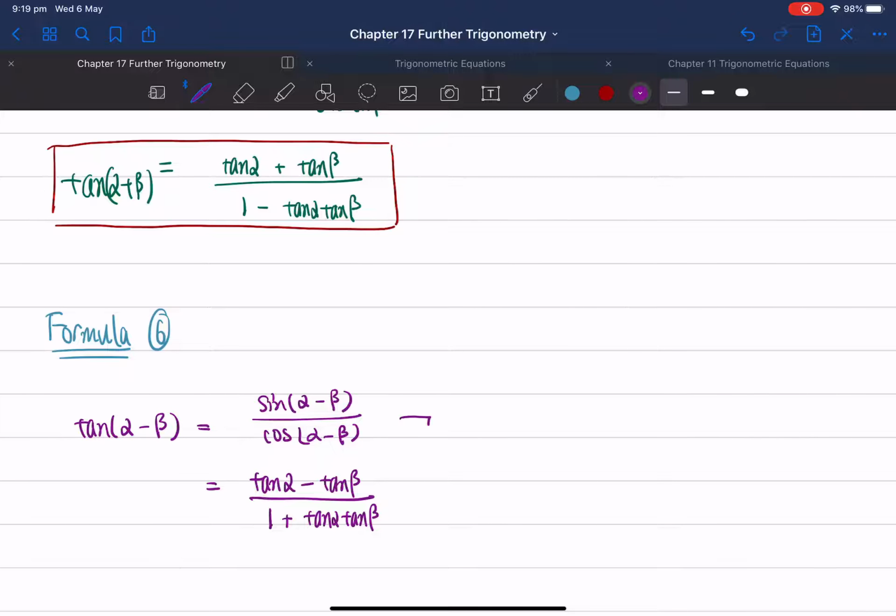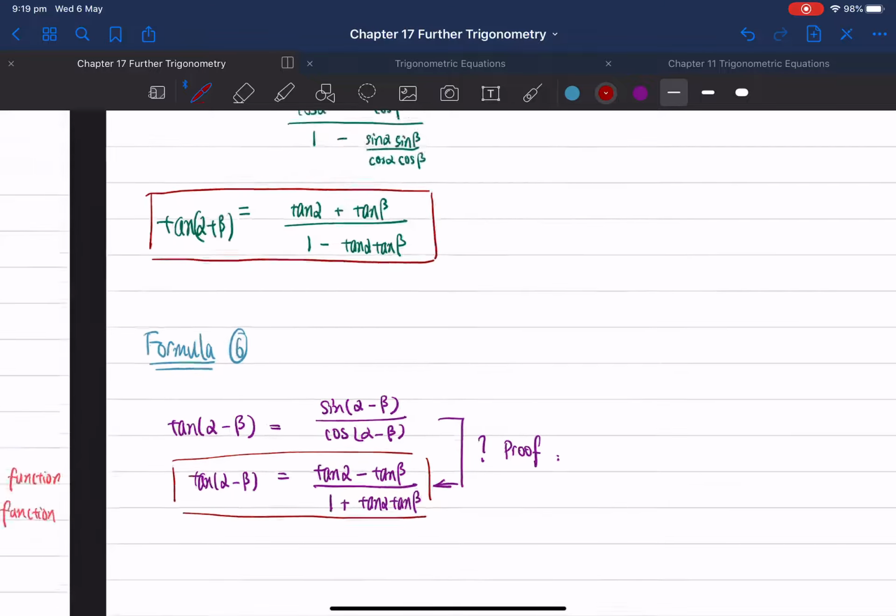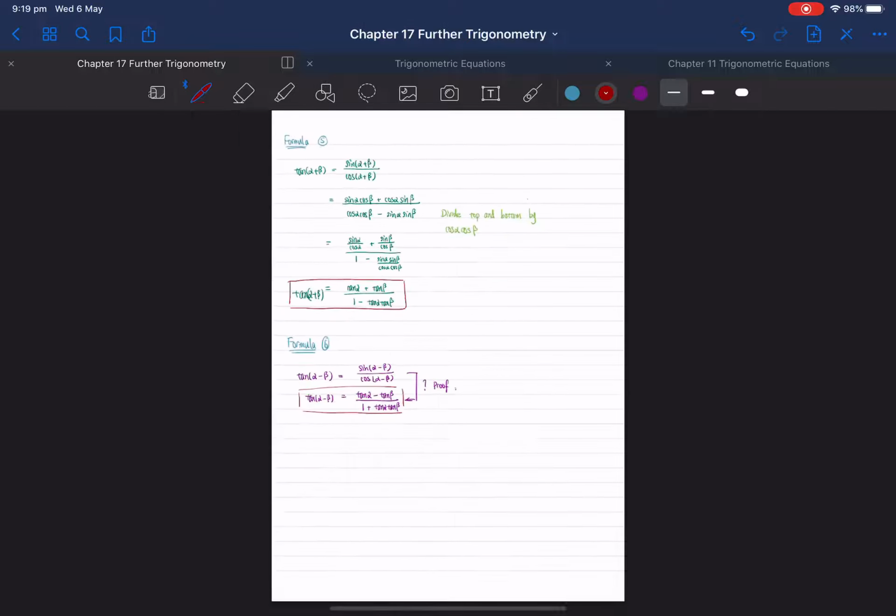So from here to here, I would like you to do the steps. Try to work out what the proof is. This is for you to do. I'm just saving a little bit of time, and you're going to use exactly the same way to do this one here. So that is the next formula. Now we have 6 compound angle formulas.